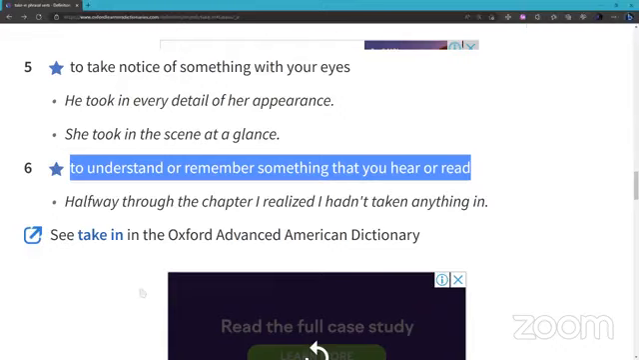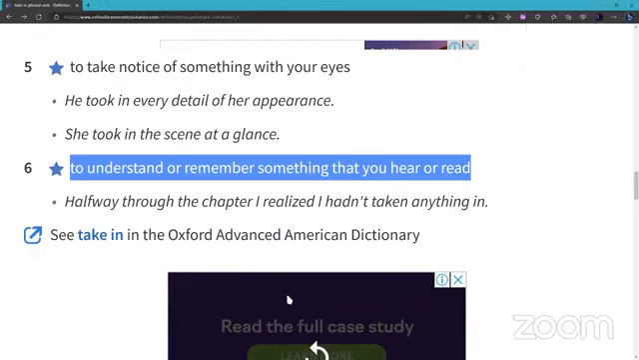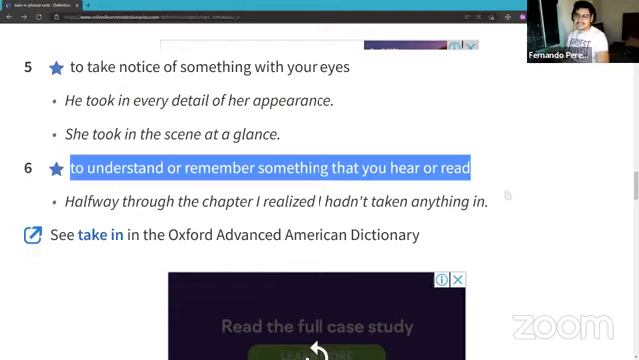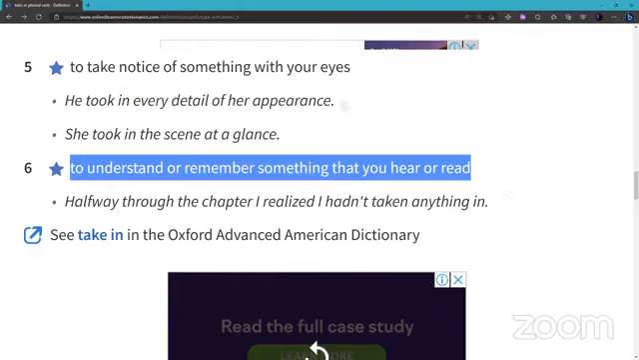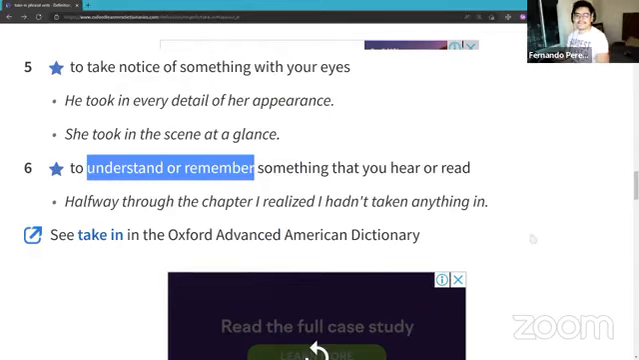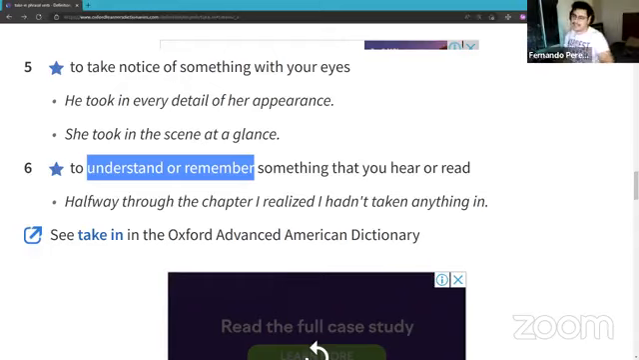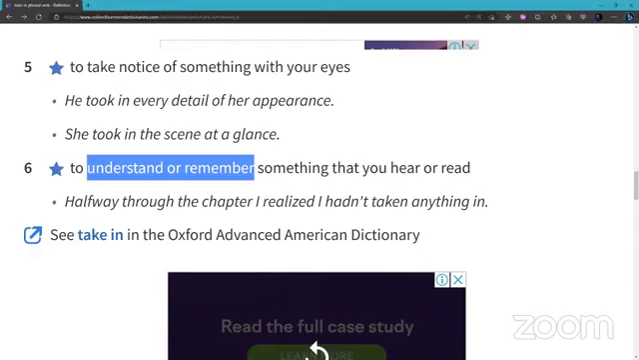Okay. Taking in is a synonym of, according to the definition, to understand or remember something that you heard. So what is the most important? To understand or remember. And that's it. Only that. Mostly understand.